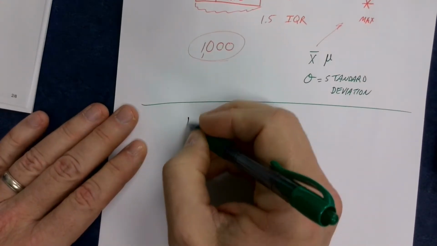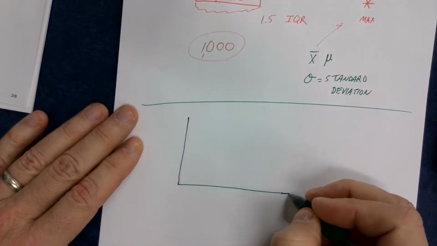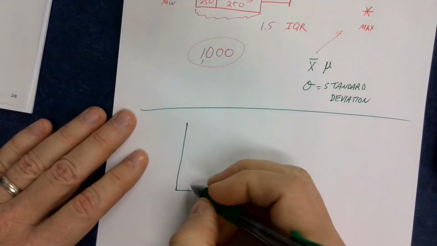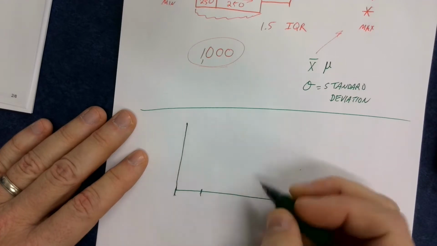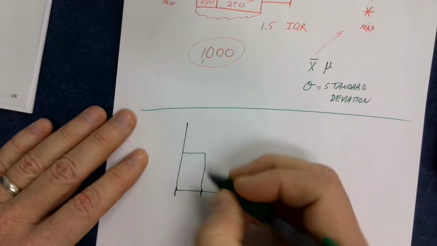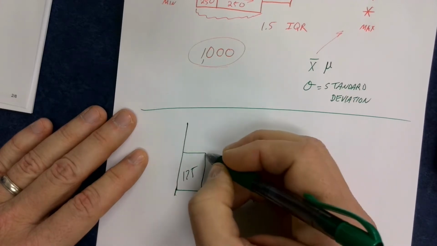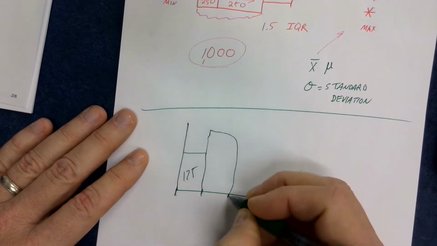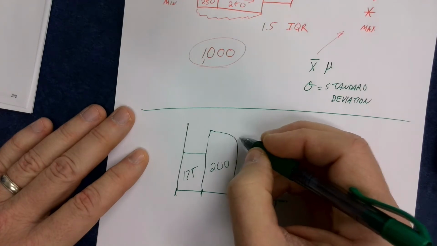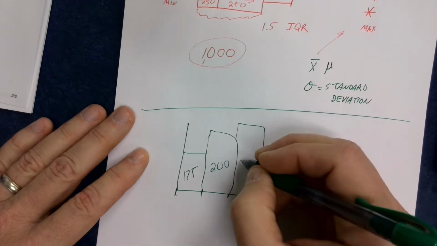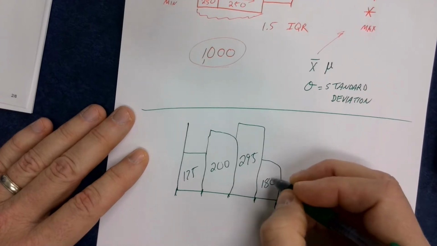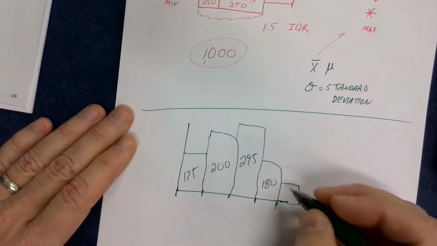So what are histograms? Histograms are the same set of data as what I had on the things, except now we're going to say that in these ranges we have a certain amount. So maybe there's 175 in this range, and there is 200 in this range, and there's 295 in this range, and maybe 180 in this range, and whatever it is.